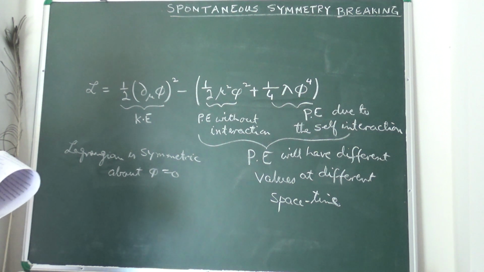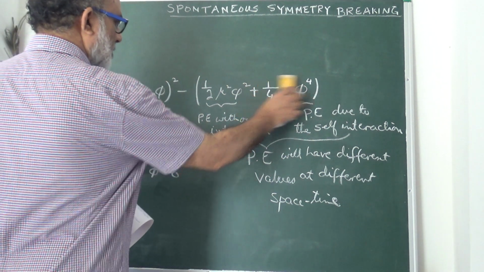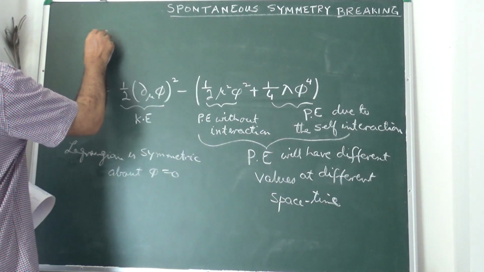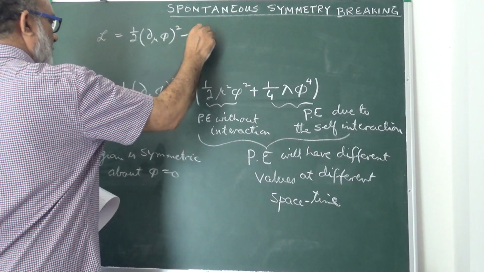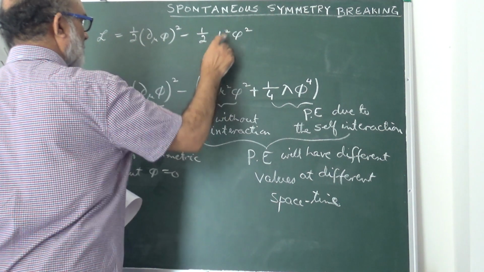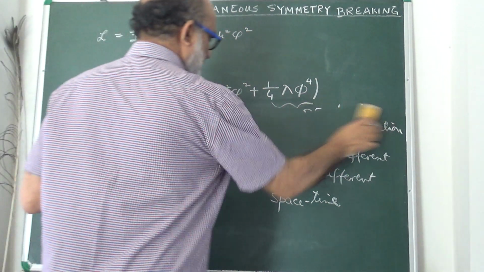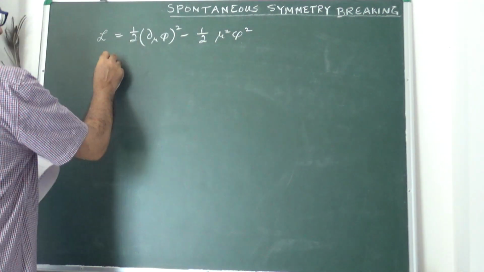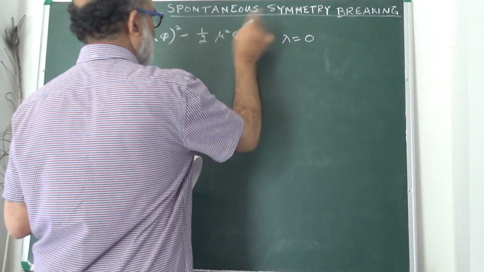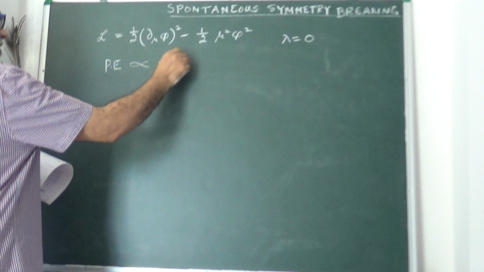So whenever a Lagrangian is symmetric, that means something in the theory is to be conserved. A symmetric transformation does not change the physics. So let us take lambda as zero, and consider only this part, no interaction term: half del phi squared minus half mu squared phi squared. In that case, we have this potential energy part, and the potential energy here is dependent on phi square. Here lambda is zero, no self interaction terms taken.